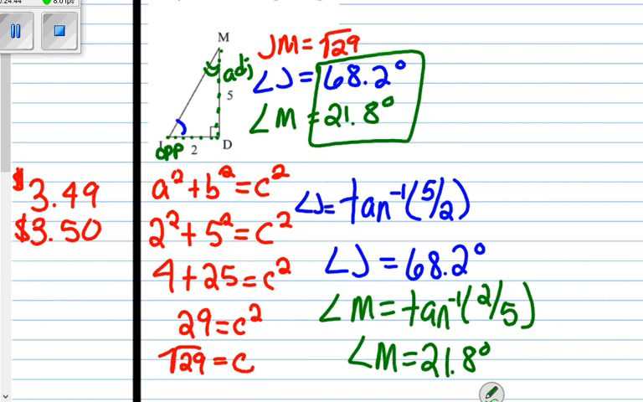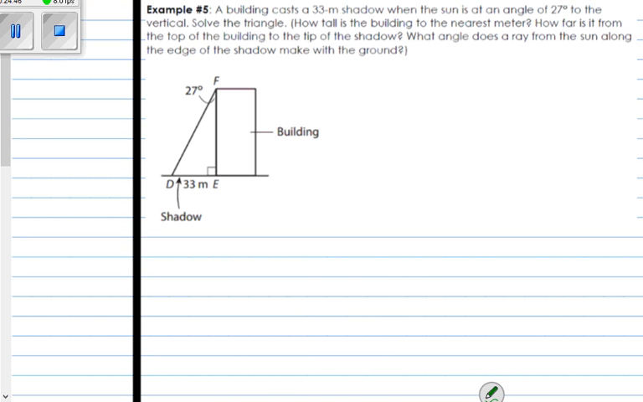Okay, so now we're going to do one more problem. This one's got a lot of words. We won't let it confuse us though. So a building has a 33 meter shadow when the sun is at an angle of 27 degrees to the vertical. Solve the triangle. So we're figuring out how tall the building is, how far it is from the top of the building to the tip of the shadow, and what angle the ray from the sun along the edge of the shadow makes with the ground.